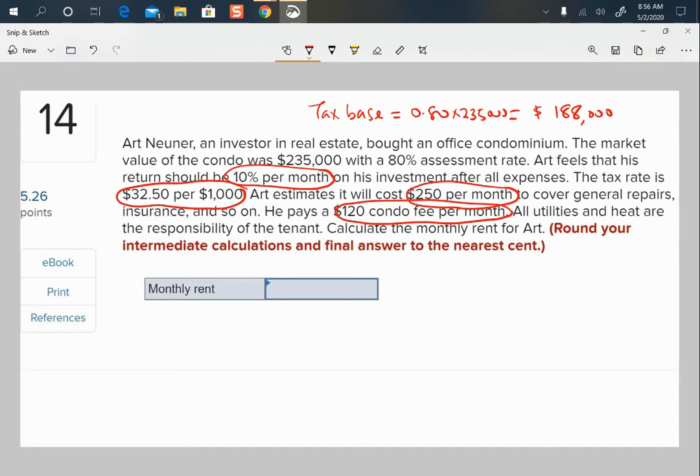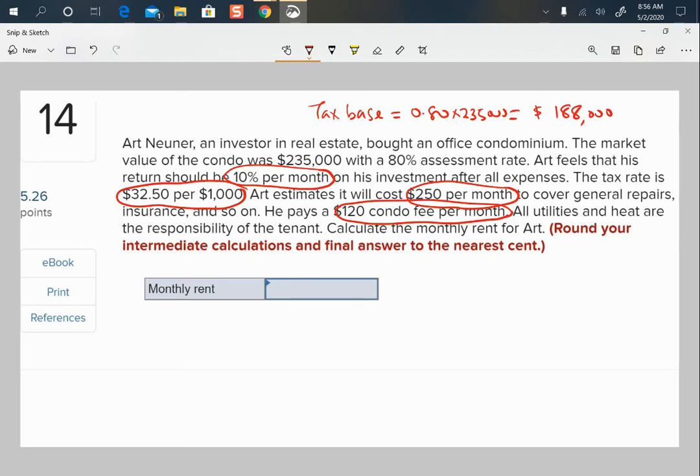And so we've been asked to calculate the monthly rent, so how much the investor needs to charge for this property. What the question is really asking us is to determine all the monthly expenses, and then we just do a markup of 10%. That'll be the return above the expenses, and that will be solving what the monthly rent will be.